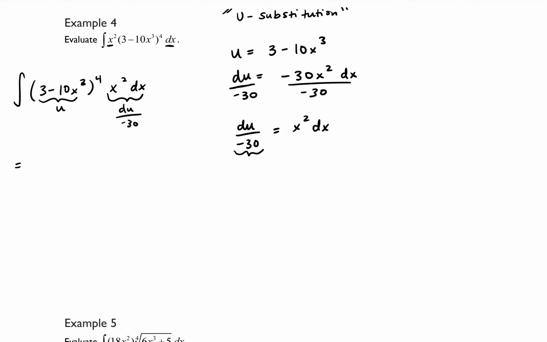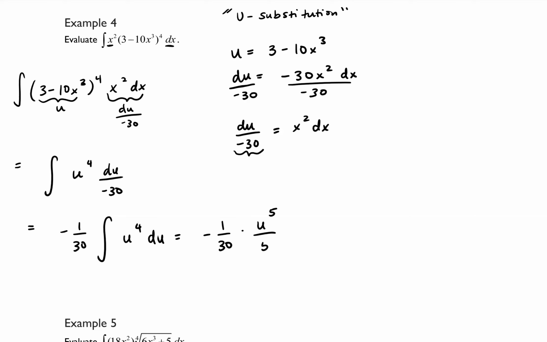So let's rewrite that. That's going to equal the integral of u to the 4th power du over negative 30, and then I can factor out negative 1 over 30 outside of the integral symbol. And now I can use the power rule. So I have negative 1 over 30 times u to the 5th power over 5 plus c. And that's going to equal negative 1 over 150 times 3 minus 10x cubed to the 5th power plus c.